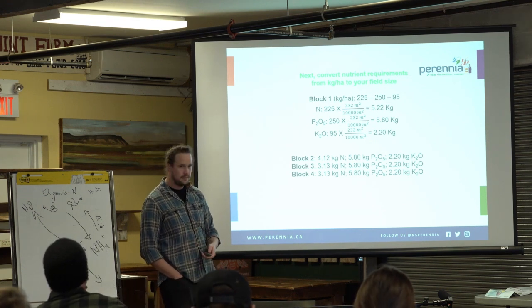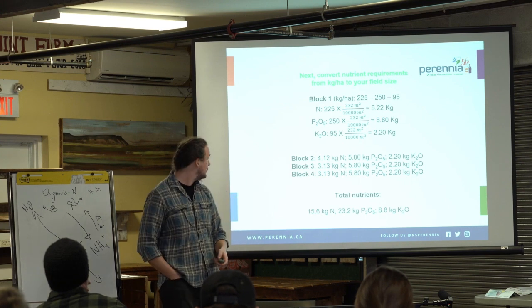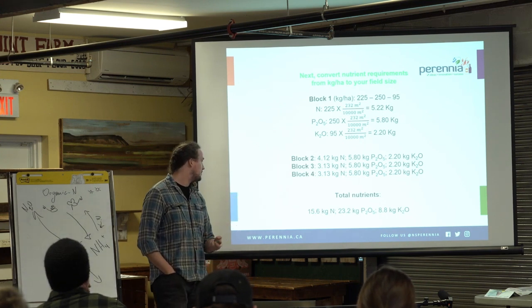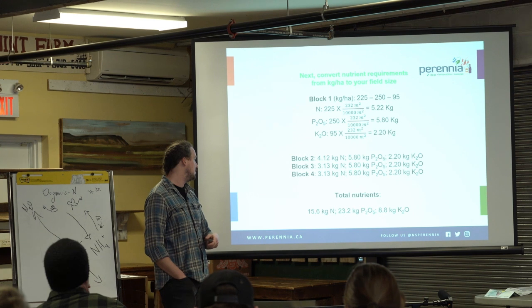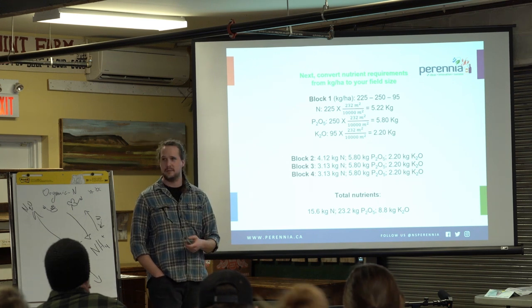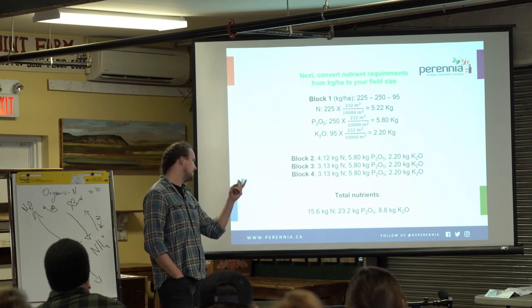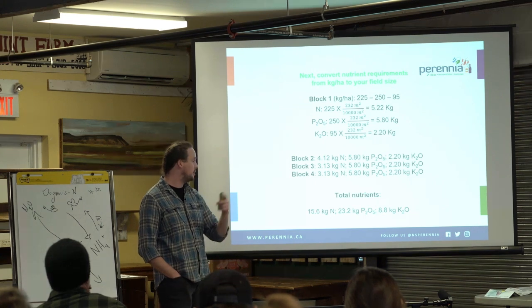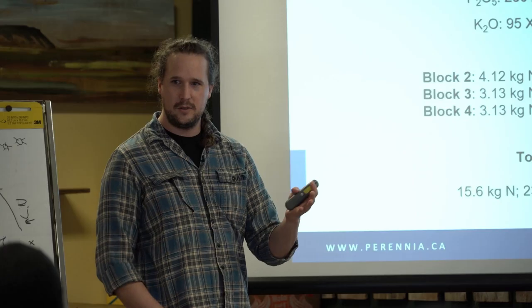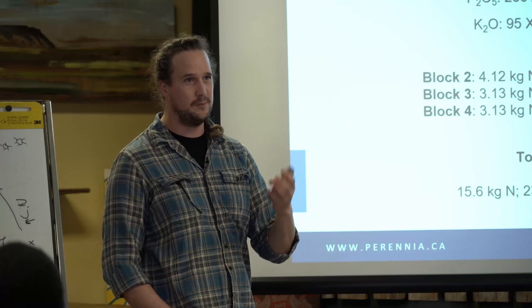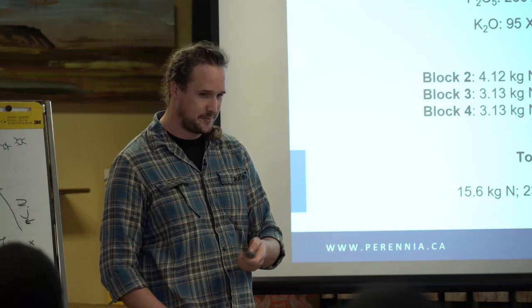So my total nutrient requirements for the farm are 15 kilograms of nitrogen, 23 kilograms of phosphorus, 8.8 kilograms of potassium. You guys are going to be working in much bigger numbers than I am, but this is just an example.